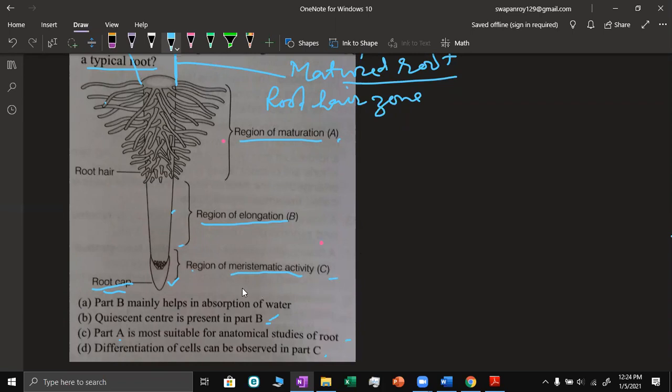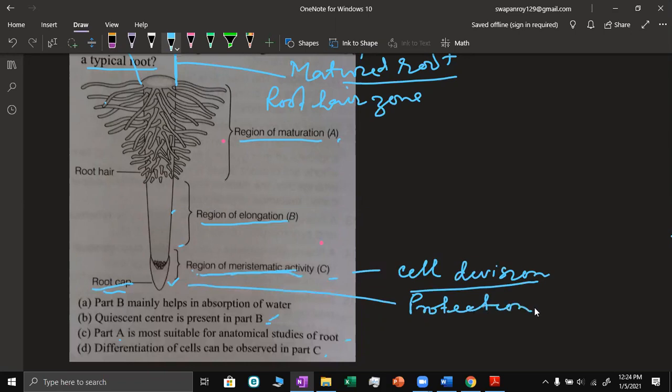Say this one, this region of meristematic zone, this is for cell division, is it? New cells arise. This one is for protection, safety, and this portion is cell enlargement.